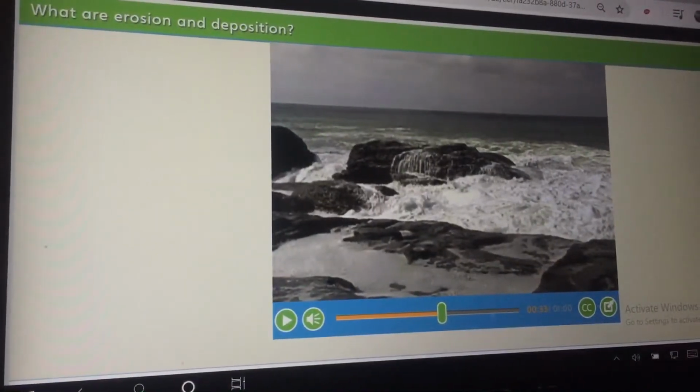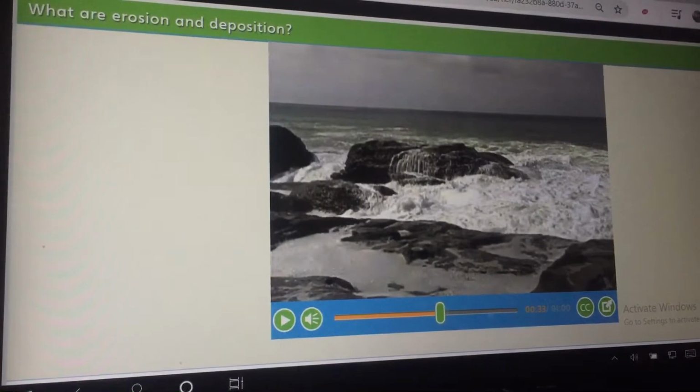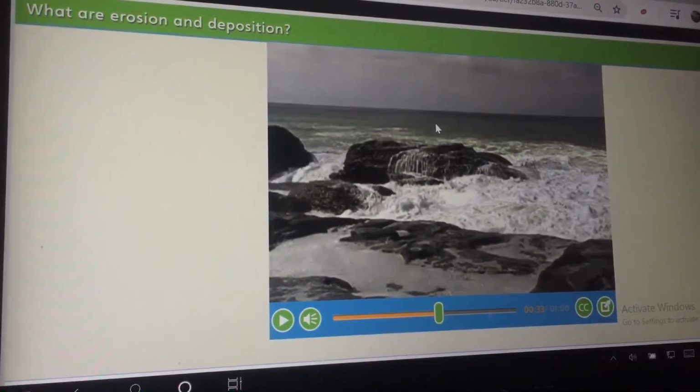Now we continue watching the video about what erosion and deposition are. We stopped here in the previous video.